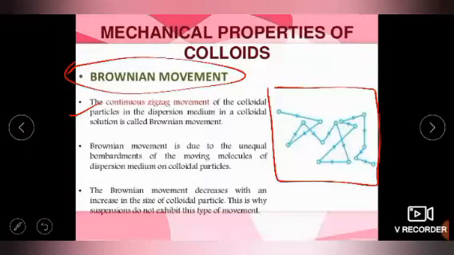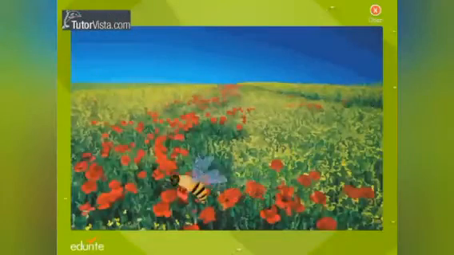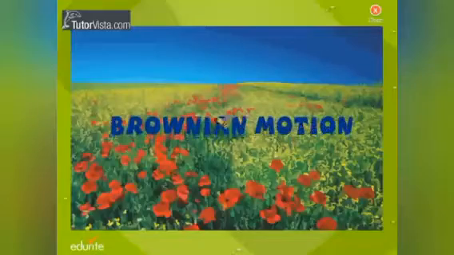Brownian movement is due to the unequal bombardment of the moving molecules of the dispersion medium on the colloidal particles. The Brownian movement decreases with an increase in the size of the colloidal particle. This is why suspensions do not exhibit this type of movement. Brownian motion.